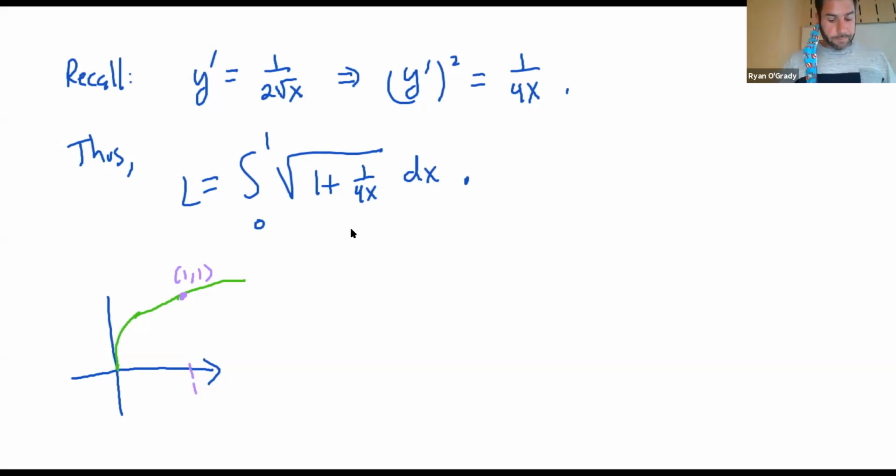Does anybody have a question before we move on to what we can do and maybe how we can make sense of this particular problem?